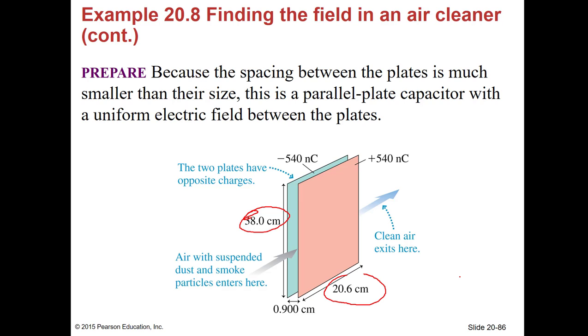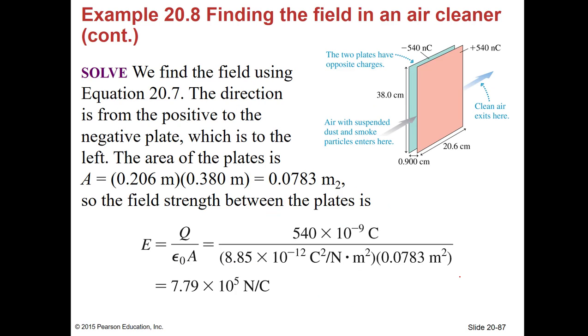Okay, so the electric field: the charge on one of the plates, the magnitude of it. Okay, good. Epsilon naught, that's just a constant. And then the area. You can get the area, this dimension times this dimension. Make sure that you have it in meters. Actually, this should be meters squared here.